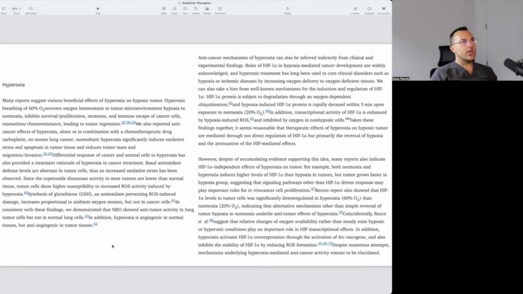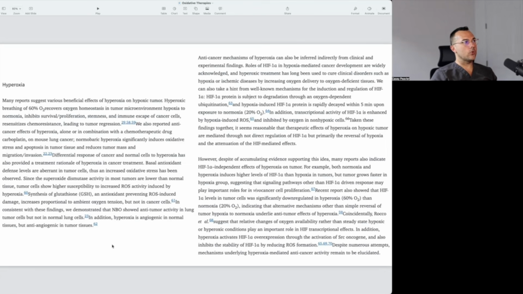So in the first part of this paper, it's going to introduce hyperoxia, or higher amounts of oxygen than we get ambiently in the environment. In this section, it says, many reports suggest various beneficial effects of hyperoxia on hypoxic tumors. Hyperoxic breathing of 60% oxygen recovers oxygen homeostasis and tumor microenvironment hypoxia to normoxia, inhibits survival and proliferation, stemness, and immune escape of cancer cells, resensitizes chemo resistance, leading to tumor regression. And it gives all the references there.